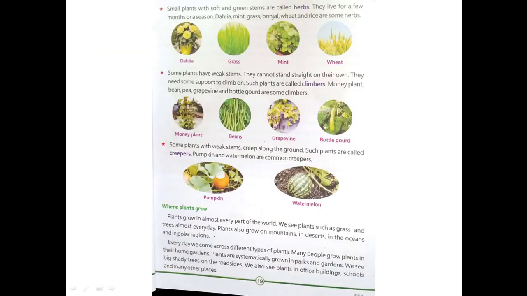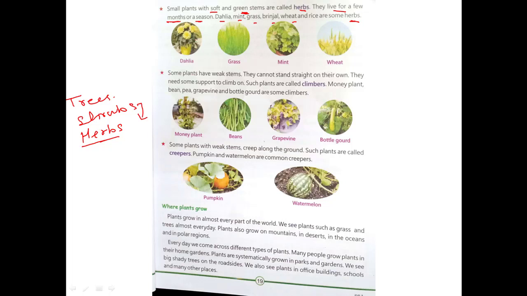Now the next one is herb. Okay, we have learnt about trees, we have learnt about shrubs. Next is herbs. Herbs are plants that are so small, they are smaller than shrubs too. Okay, and they have soft and green stems. And they live for a very short time, that is some months or a season. Okay, and examples of these plants are dahlia, mint, grass, brinjal, wheat, and rice.